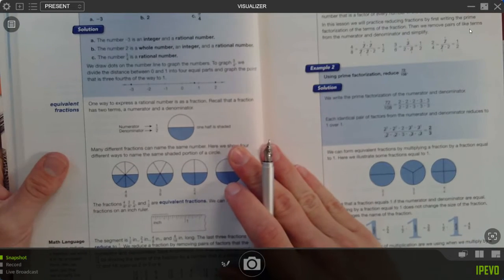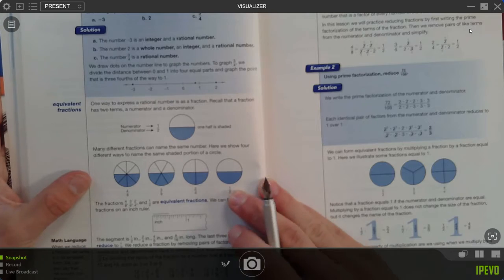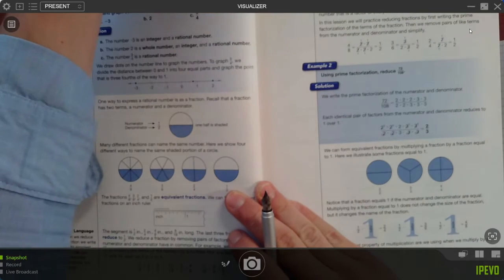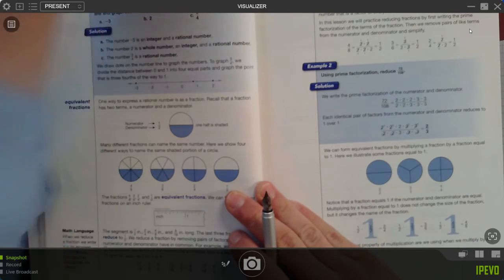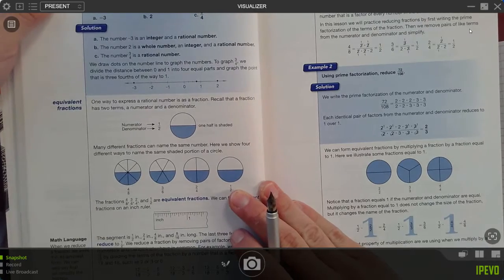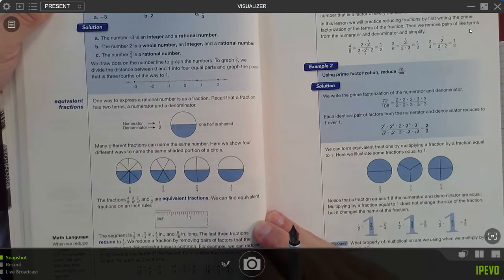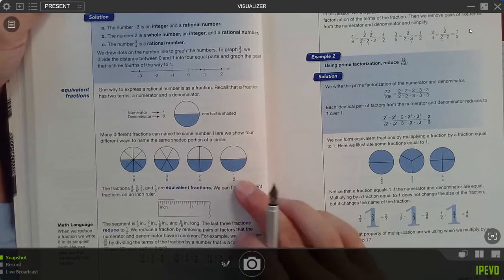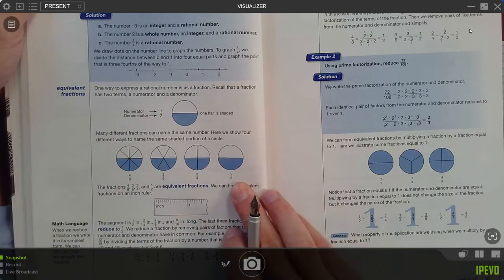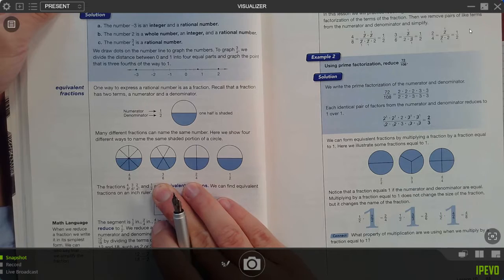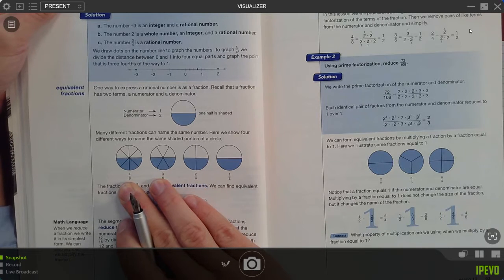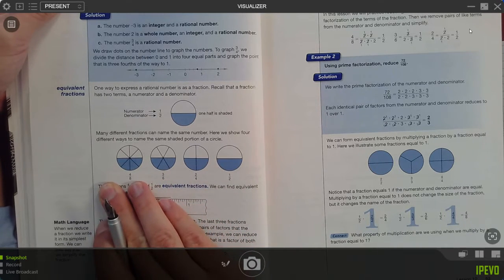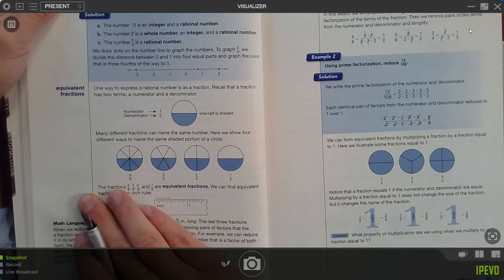The next step is equivalent fractions. Man, this is really struggling today. So equivalent fractions, the thing about them is that they're the same no matter how we do it. So 1/2 is the same as 2/4, is the same as 3/6, is the same as 4/8, which is the same as 8/16, which is the same as 16/32.